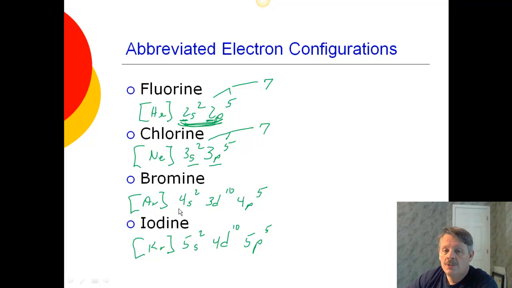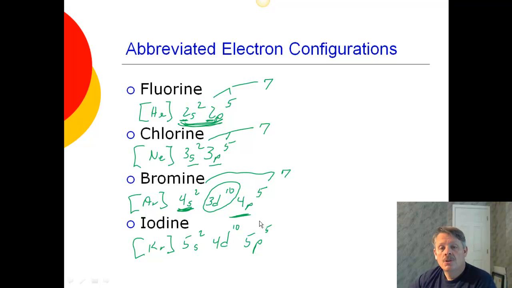You have to be careful here. We only look at the 4th energy level because it's highest. We can kind of ignore these guys in the middle because they're at the 3rd energy level. So we still have, at our topmost energy level, 7 electrons. And the same goes for iodine.